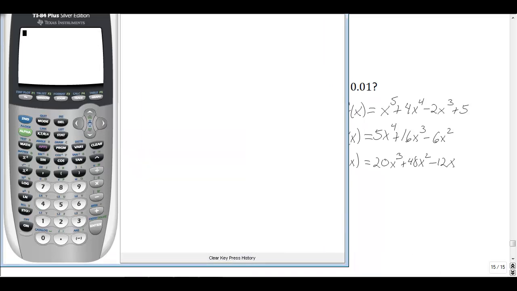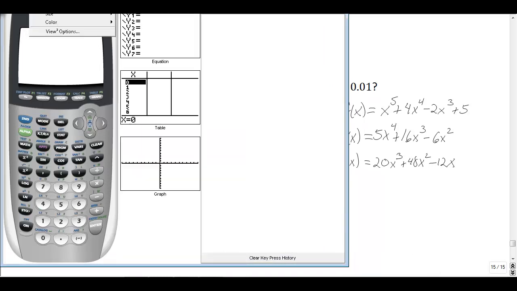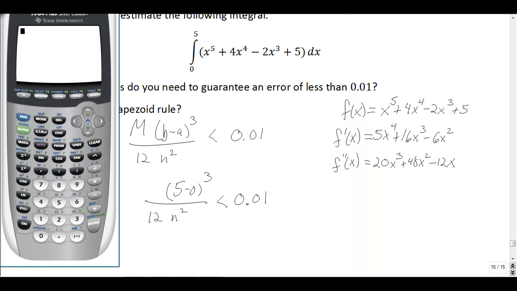Let's go back to default state. Whoops, show hide, get rid of everything. Okay, so I'm going to graph this 20x cubed plus 48x squared minus 12x. So I'm going to do y equals 20x to the third plus 48x squared minus 12x. And my window, really I only care about x between 0 and 5. I'm going to graph this. I'm going to suppose, yeah, it just goes up somewhere huge here. So I don't really know what happened here.